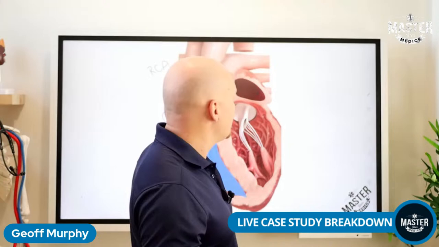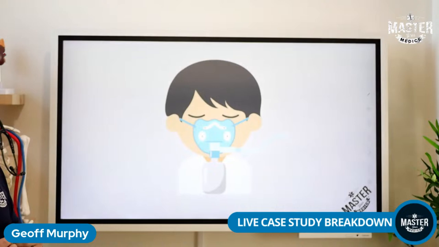Okay, so let's get into some of the treatment now that we know the ECG portions, we know the physiology portions. Now let's talk about some of this treatment. Now, the first thing that we should be thinking about in a myocardial infarction is oxygen. Now, based on the vital signs, do you feel this patient needs a significant increase in oxygen?